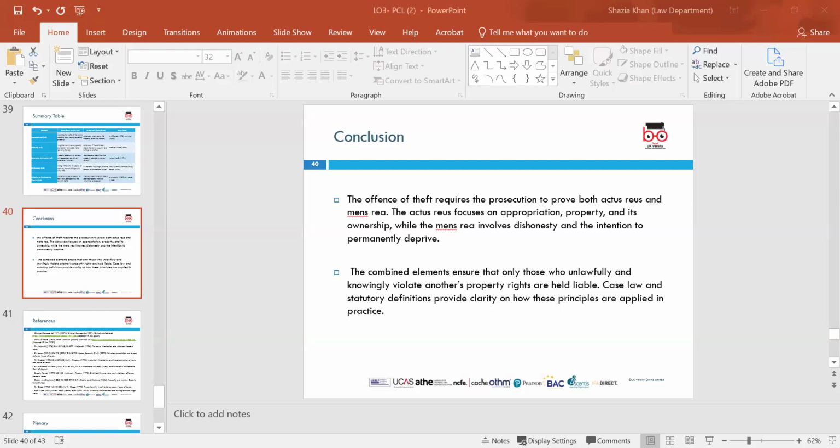We also looked at the analysis of actus reus and mens rea elements of theft. We looked at key elements of actus reus: appropriation, property and belonging to another, and used case examples such as Oxford v Moss and R v Barton. So that was learning outcome 3. So now we've finished learning outcome 3.